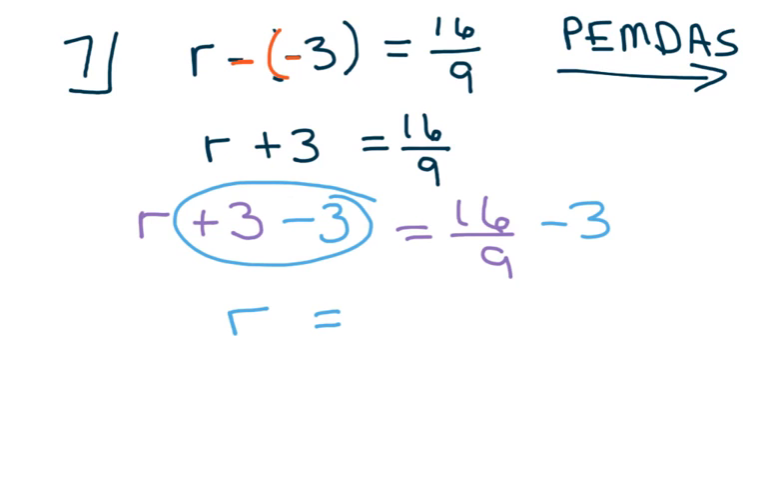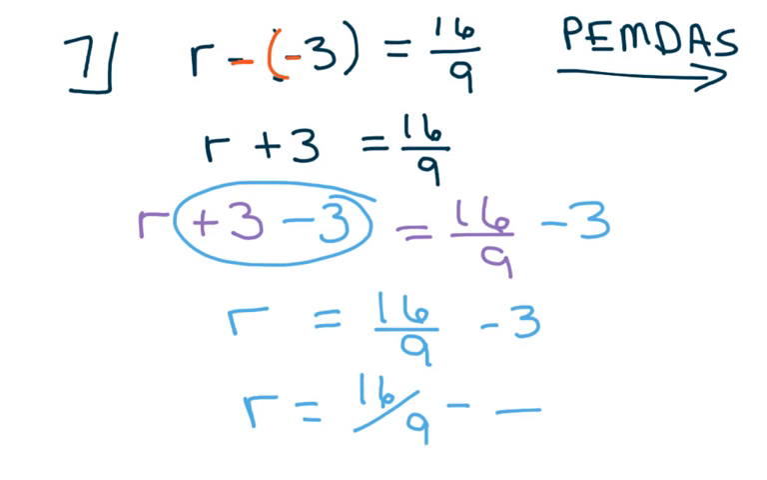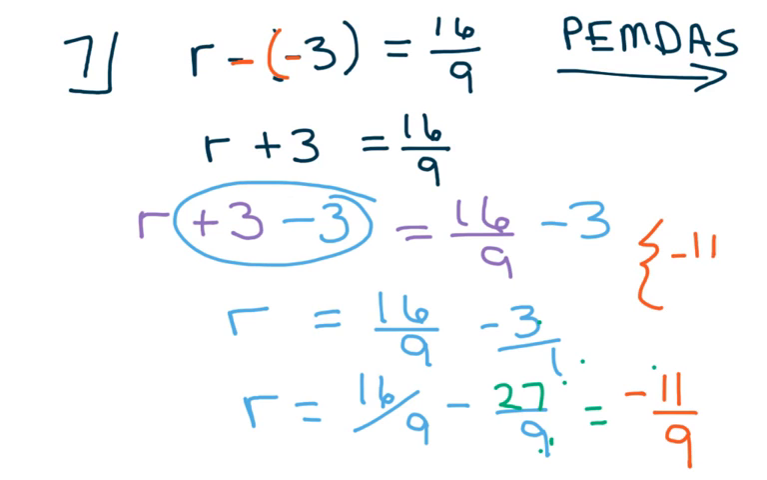In this case, we'll get r, because 3 minus 3 is 0. So we get r. In this case, we have 16 over 9 minus 3. And you can't subtract without having the same common denominator. So to have the same common denominator, we're going to have 9 here. And you're going to ask yourself, what times 1 is 9? And it's 9. 9 times 3 is 27. Then you go ahead and subtract, and you're going to get -11 over 9. And we're going to write this as a solution set.